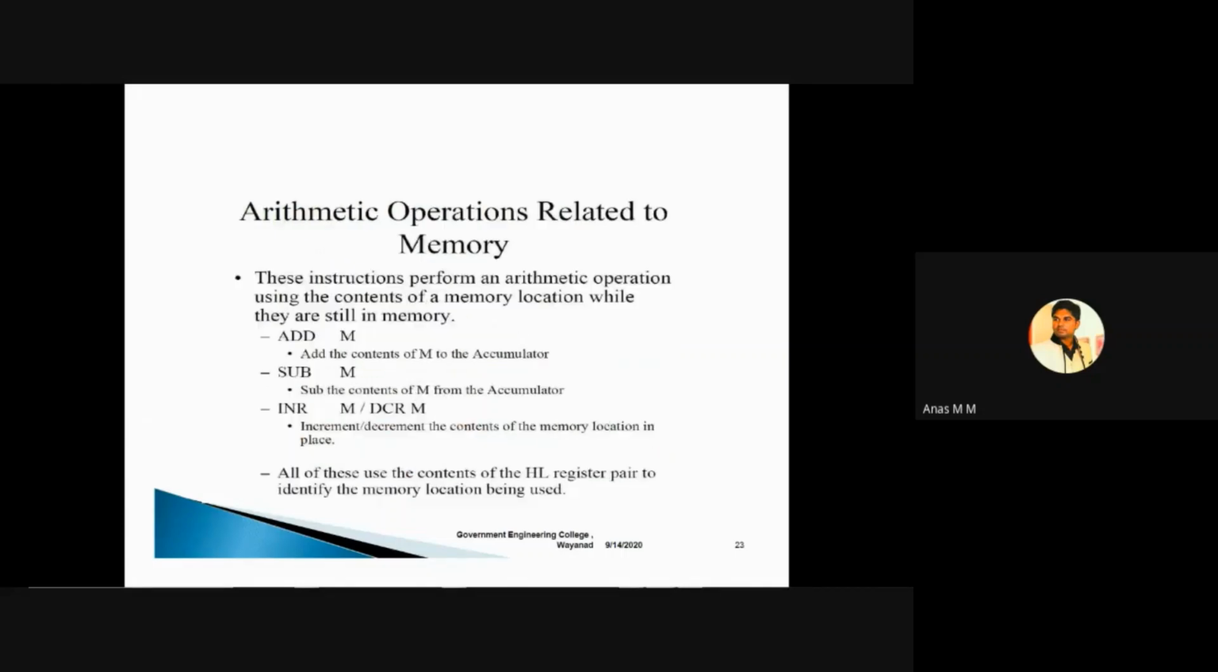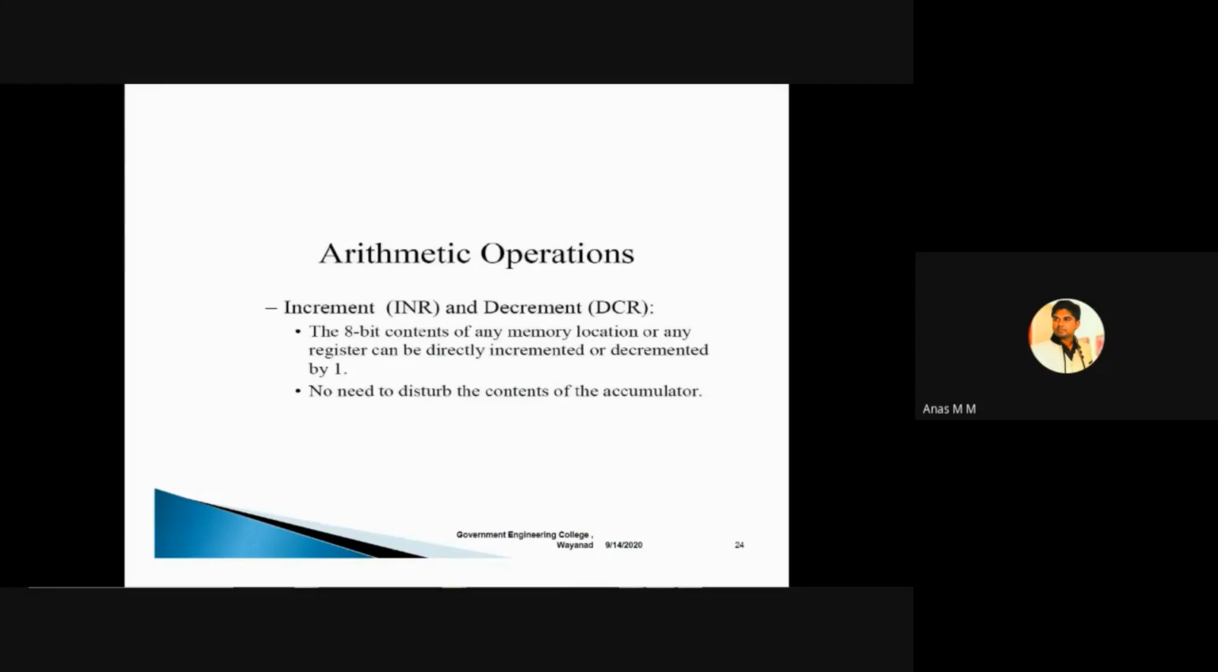So this is the example, ADD M. What are we doing here? M means the HL pair. There will be a value at the HL pair location, and that value is added to the accumulator. SUB M means subtract the contents of M from the accumulator. Then increment. Increment means plus 1. INR M means the content at the HL pair location is incremented by 1. These are very simple operations, increment and decrement.